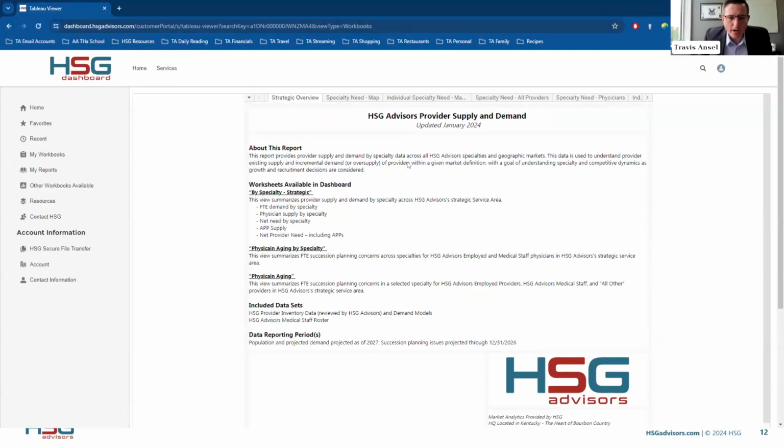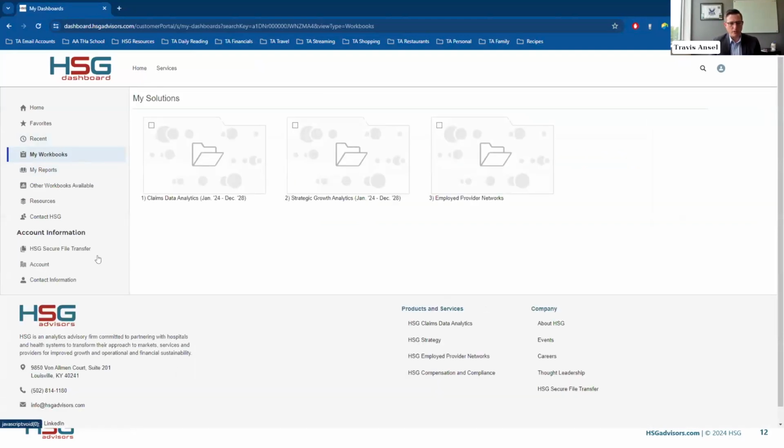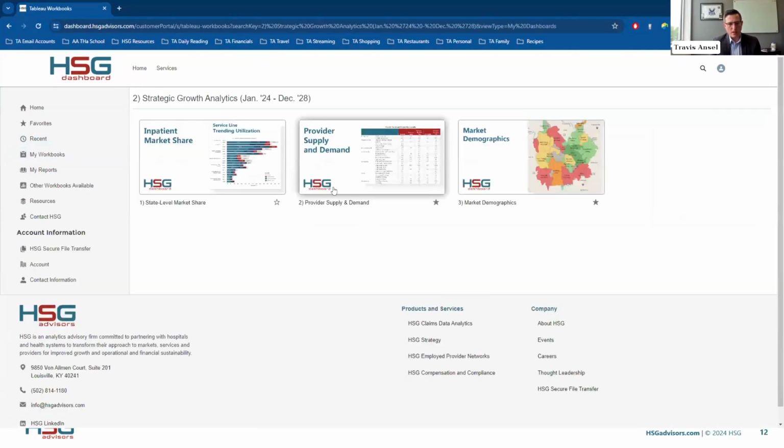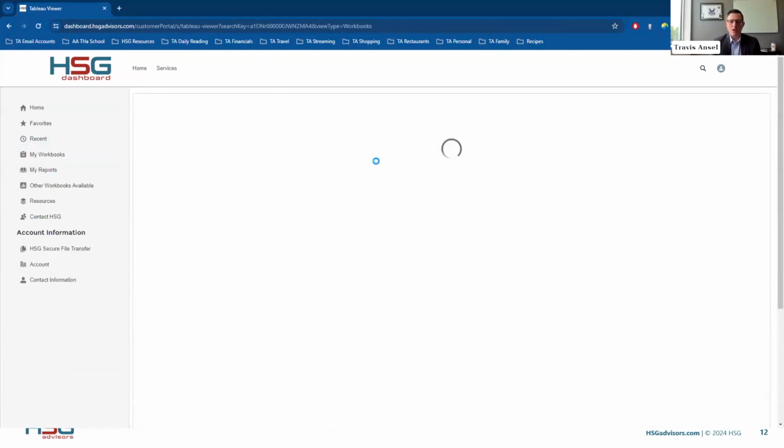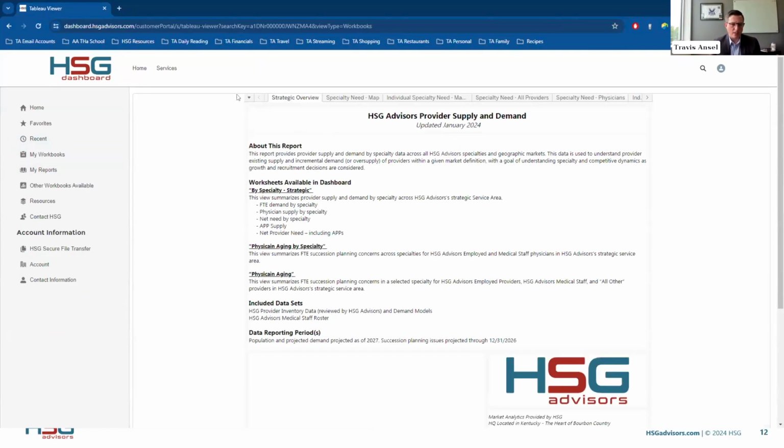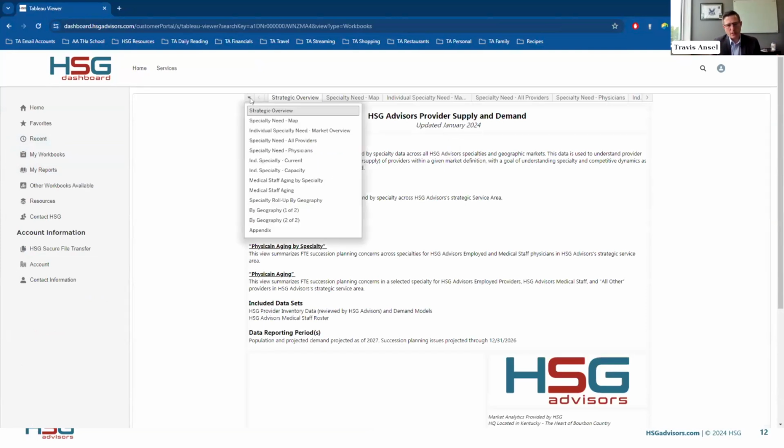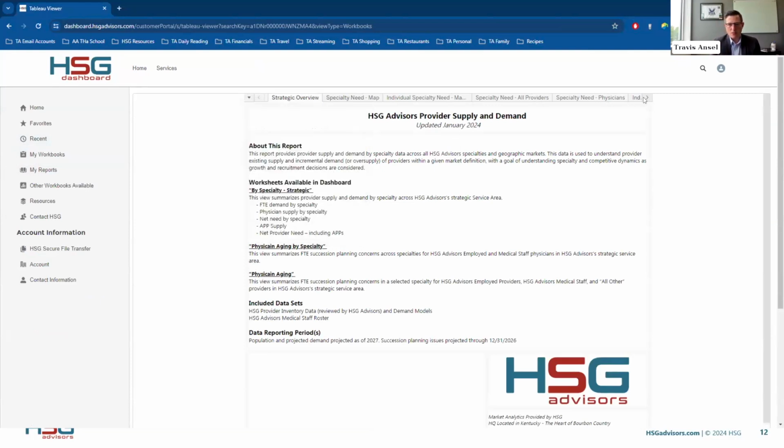Okay, so when I log into the dashboard, and hopefully this is what it looks like for everybody, if you go to your My Workbook section, in this case my demo section, it's under Strategic Growth Analytics. It might be in a different folder for you. When we log into Provider Supply and Demand, we have a number of worksheets that can be accessed by either clicking this caret and selecting from the drop down, or scrolling across the top to where you want to go. Truthfully, I think everybody has a different preference.